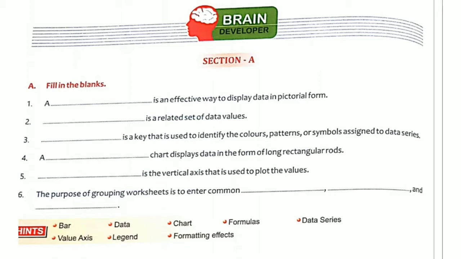Fifth, dash is the vertical axis that is used to plot the values. For plotting the values we use the value axis. Value axis is the vertical axis that is used to plot the values. Last, the purpose of grouping worksheets is to enter common dash, dash and dash. The purpose of grouping worksheets is to enter common data, formatting effects and formulas. I'm repeating once again: first is chart, second is data series, third is legend, fourth is bar, fifth is value axis, and sixth is data, formatting effects and formulas.